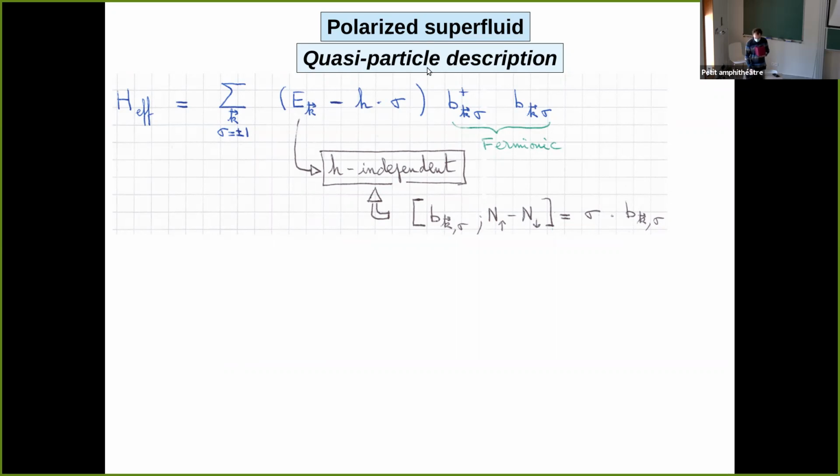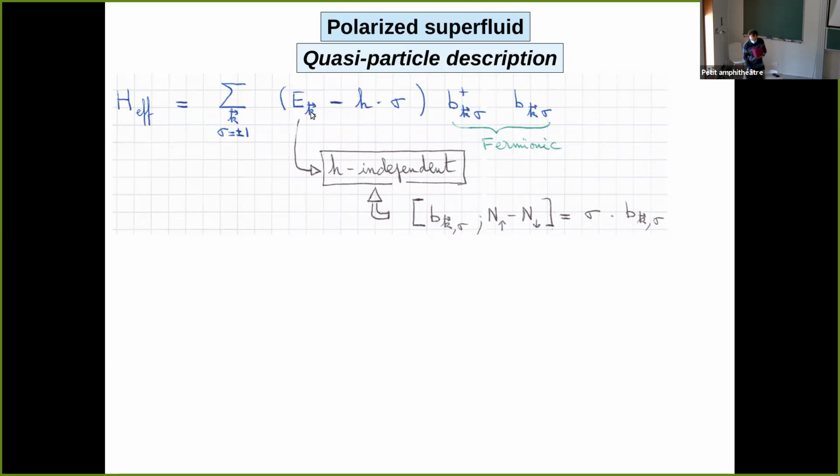So in this regime, where you have a weakly polarized superfluid, polarized due to the combination of Zeeman field and finite temperature, of course, the natural thing to do is a simple quasi-particle description. So let's just write down a simple effective Hamiltonian for this situation, in the regime where the temperature is low enough, of course. This is just a quadratic Hamiltonian where we have fermionic quasi-particles with some dispersion relation. We don't really know what it is, but it doesn't matter.